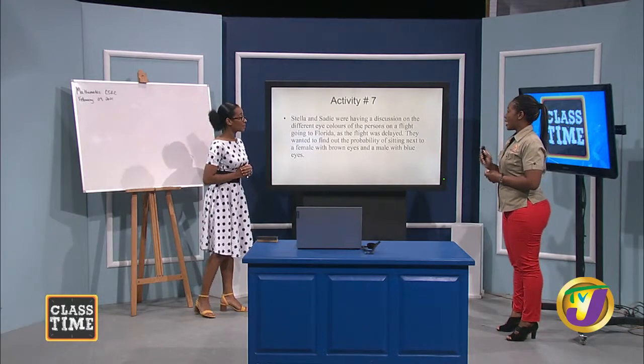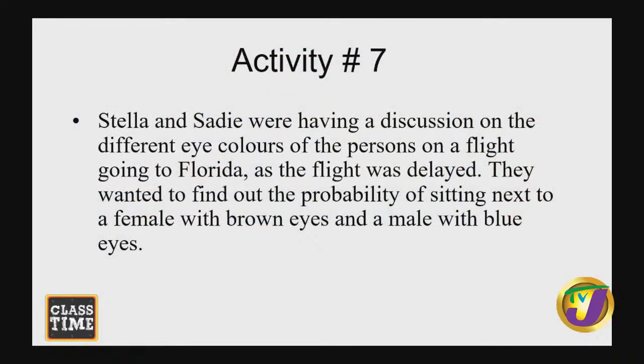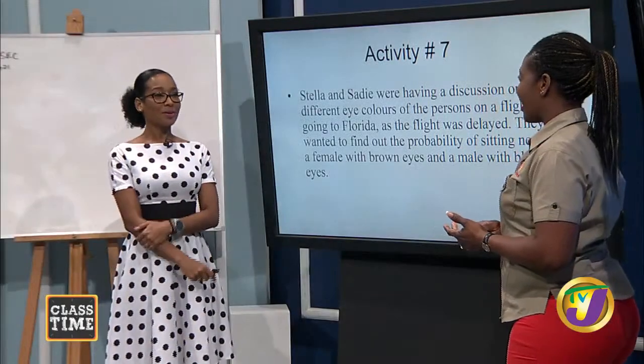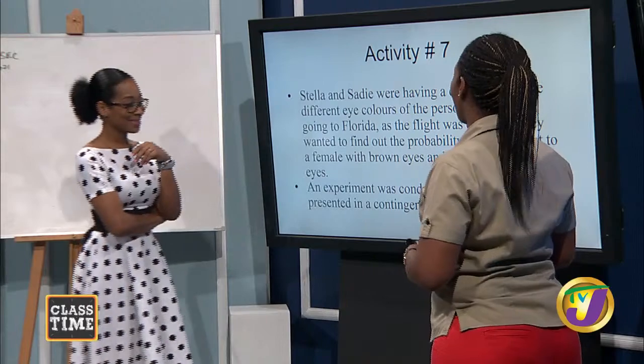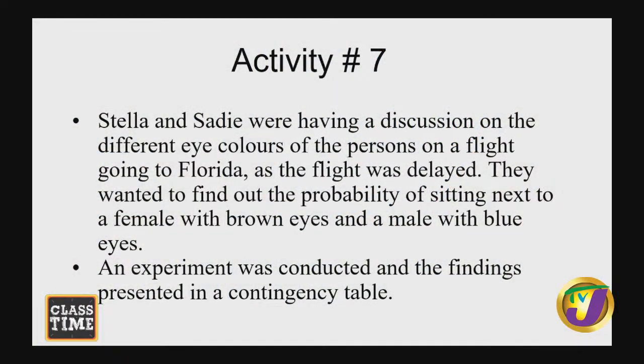Stella and Sadie were having a discussion on the different eye colors of the persons on a flight going to Florida. As the flight was delayed, they needed something to do. They wanted to find out the probability of sitting next to a female with brown eyes and a male with blue eyes. I think I need to do this one day too. This looks fun. An experiment was conducted and the findings were presented on a contingency table.